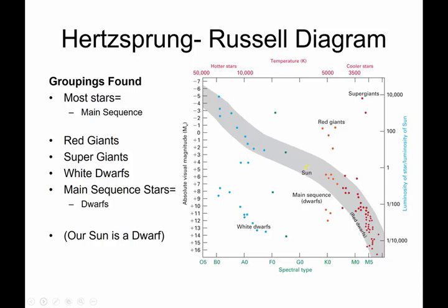And since then, these diagrams are very useful for us to determine the type of stars and the life cycle of stars. So this is called the Hertzsprung-Russell diagram. They are often abbreviated as HR diagrams because Hertzsprung-Russell is a lot to write down.